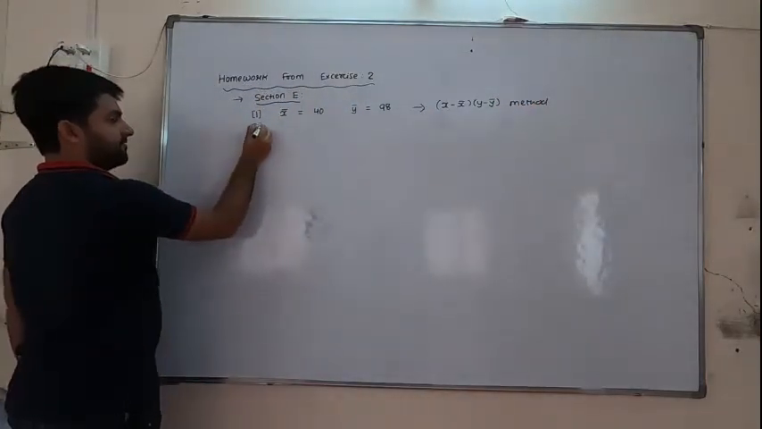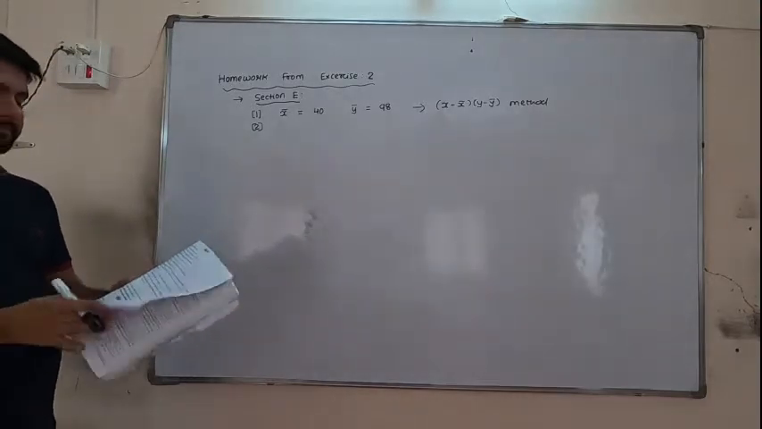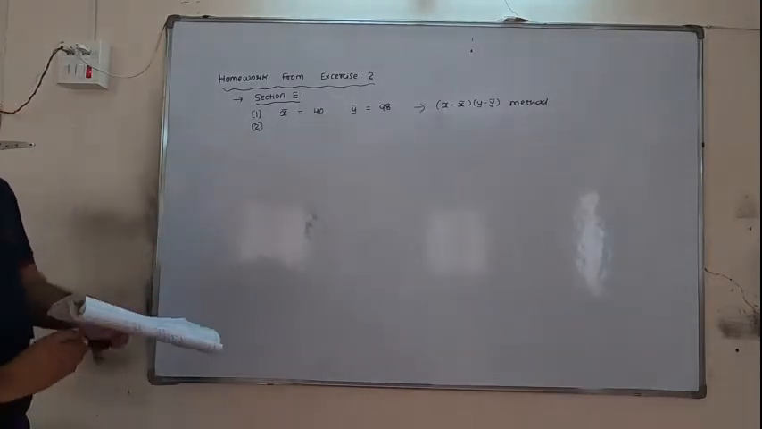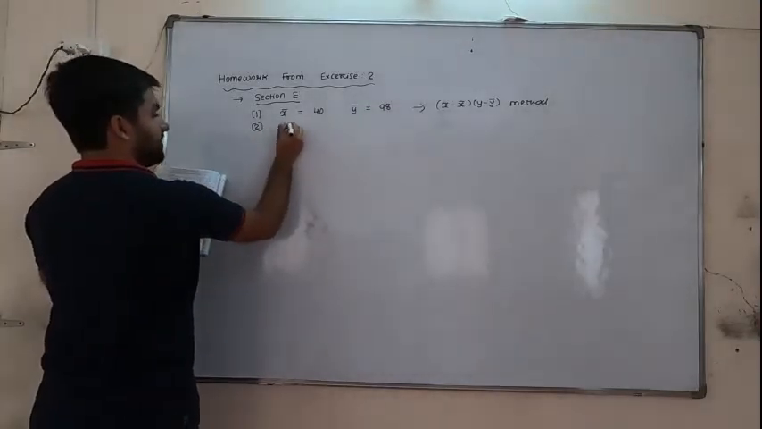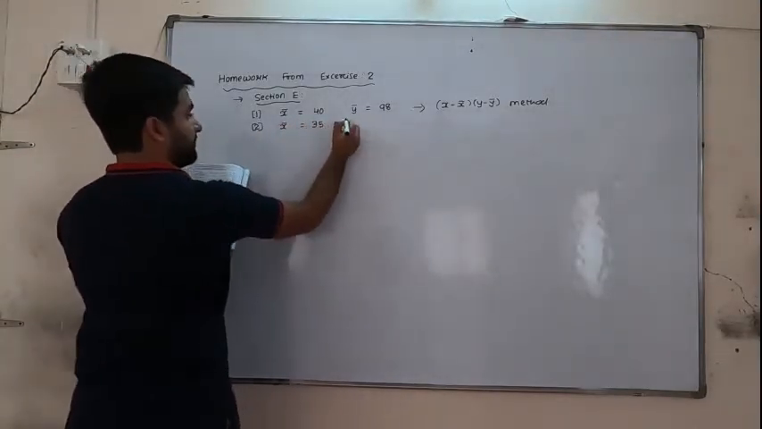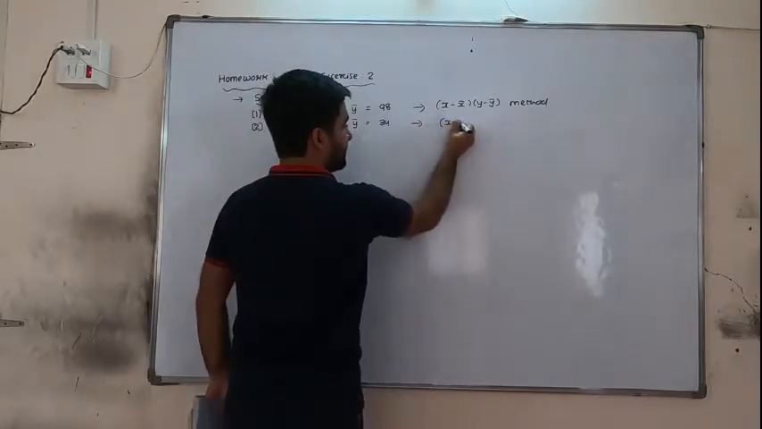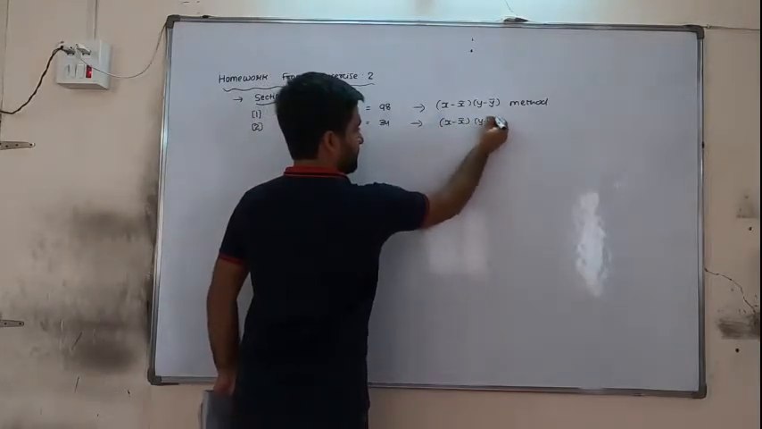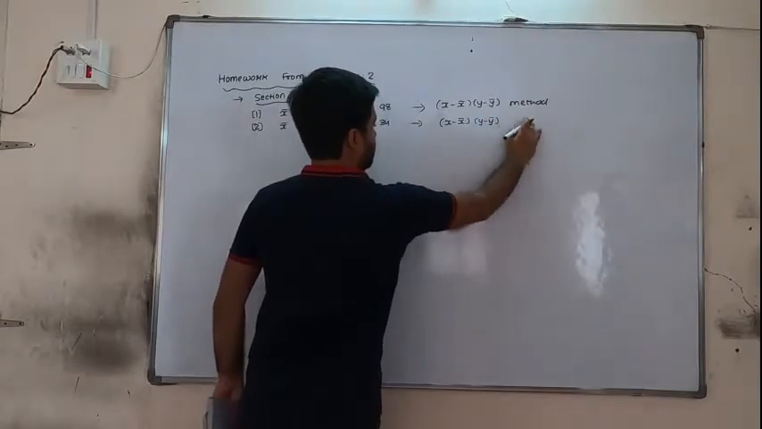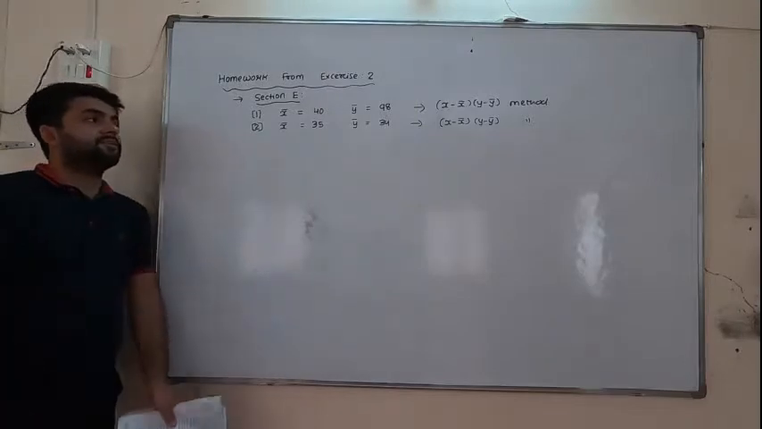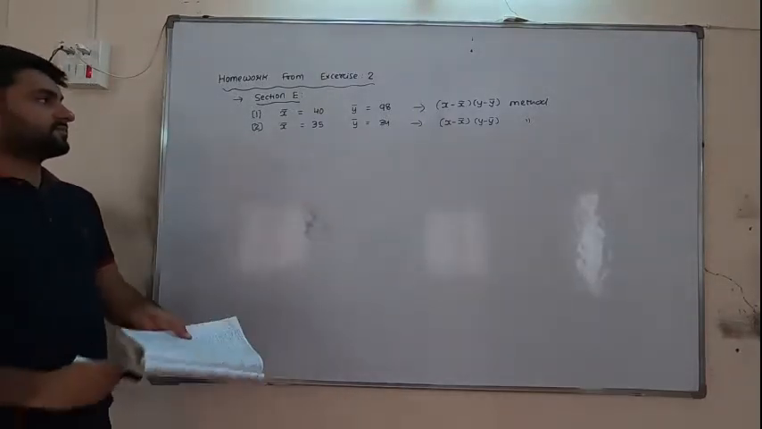Then the second sum of section E also is to be done. For that, second sum, x bar is 35, y bar is 34. So again use the same method and do the sum. So friends, from section E, you have to do two sums.